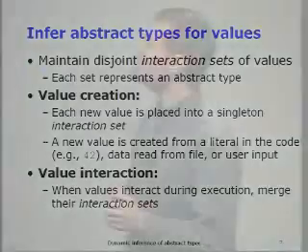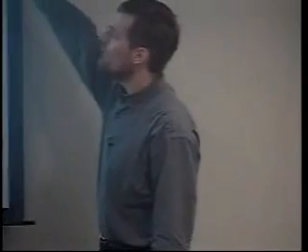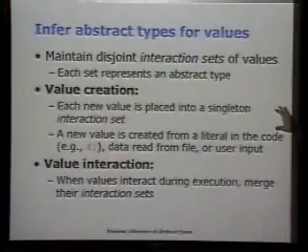So the way that the system works for inferring types for values is that it maintains these so-called interaction sets of values. An interaction set says these values have interacted at some point during the program, and therefore we assume they have the same abstract type. So how do we create a value? Whenever you have a new value, place that in a singleton set.